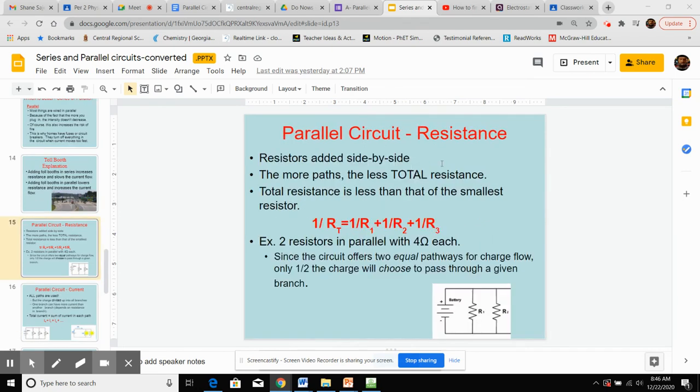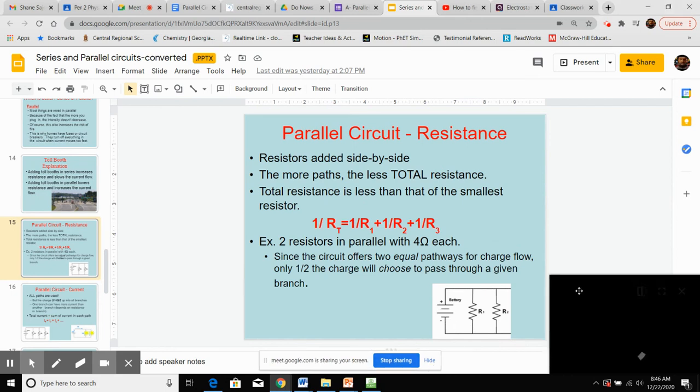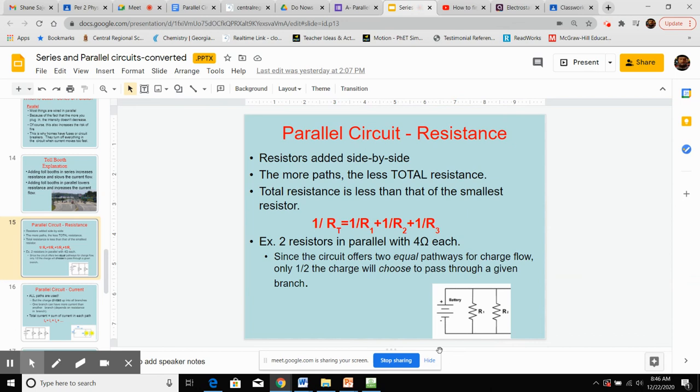Okay, so when we add resistors in, this is just a basic schematic drawing down here of a parallel circuit. You have a battery, you have one path here, you have another path here. So you see how they're not all on the same path. If that's how it looks in the drawing, then you're looking at a parallel circuit.